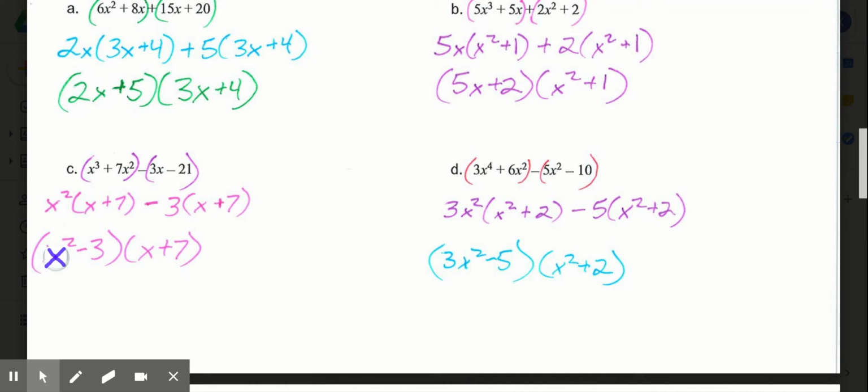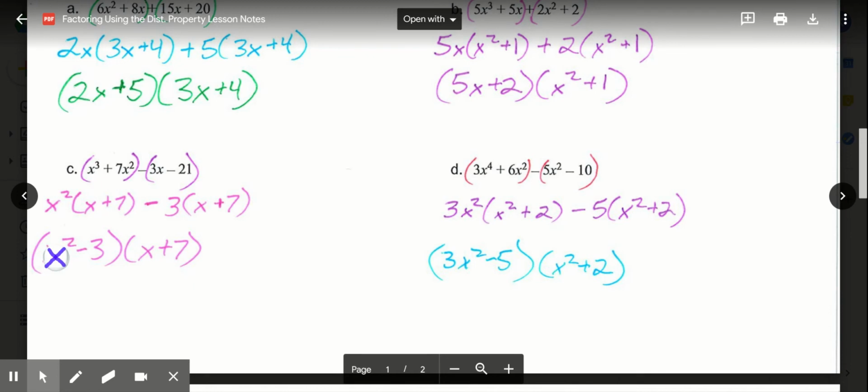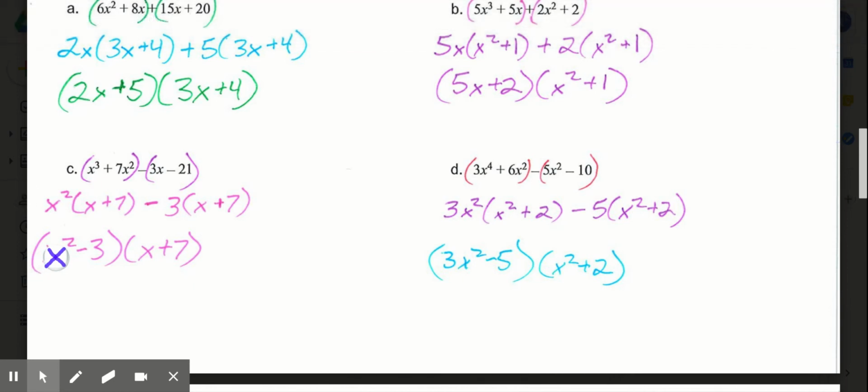And again, if we would multiply this out and FOIL it, you can check, and it would give you the same piece here. So you can always FOIL these final answers to double check to make sure they come out to be this.